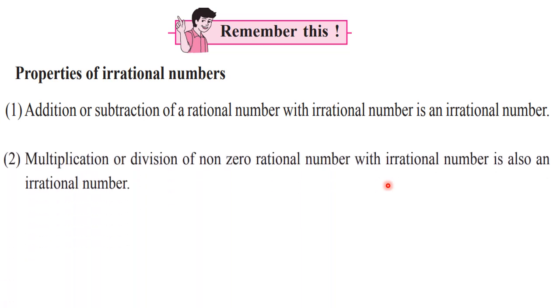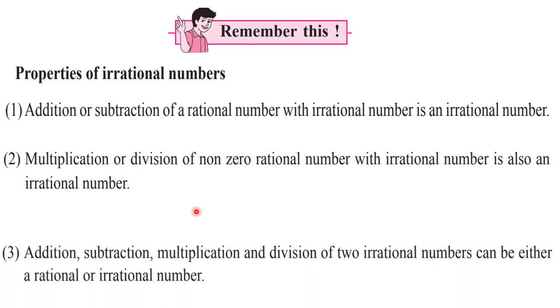Similarly, multiplication or division of a non-zero rational number with an irrational number is also an irrational number. That means if we take one rational number and one irrational number and try to multiply or divide, then the product is always an irrational number. Like 2 into root 3, the answer 2 root 3 is an irrational number. We have seen these with the solved examples from the textbook.